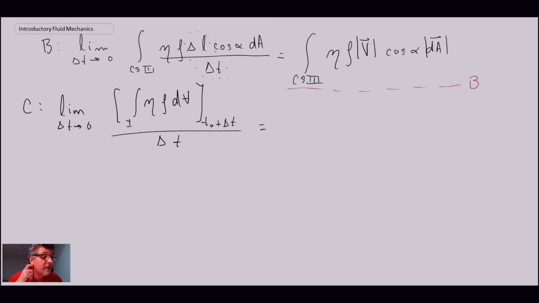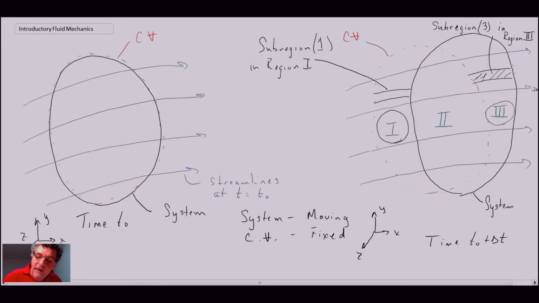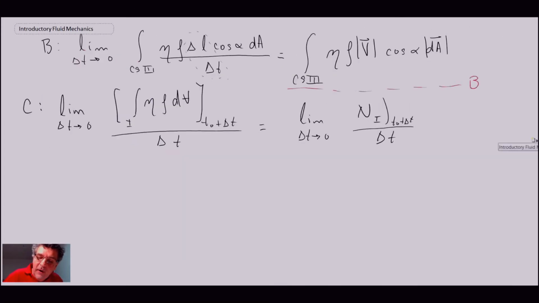So that was the expression that we had, and so what this translates into is basically what we need to do is come up with an expression for our extensive property at time t0 plus delta t in region 1. And just like before, we're going to go back and take a look at the streamlines and at this little chunk, region 1, in order to figure out what is going on here.